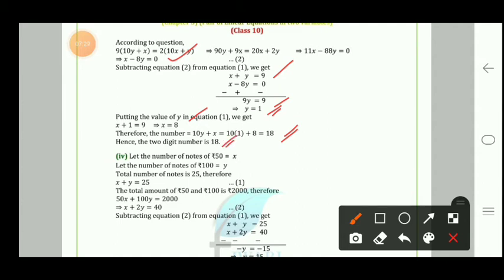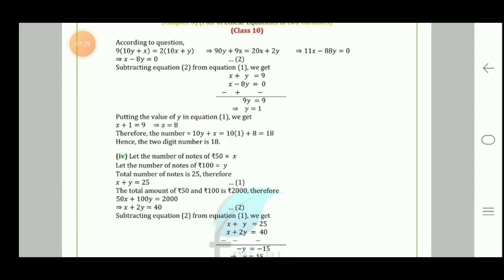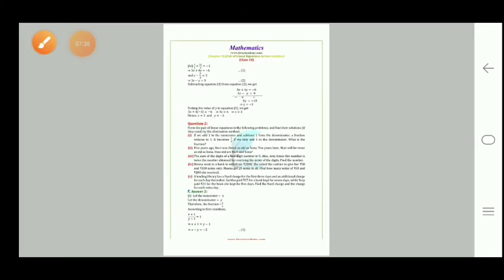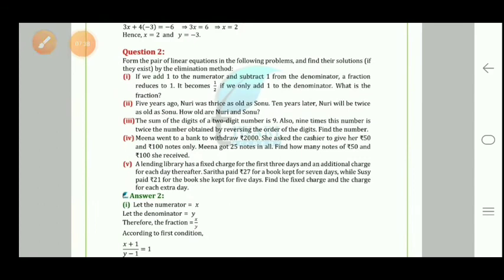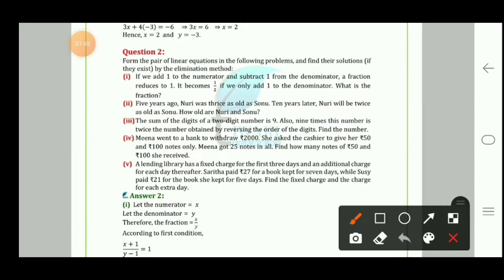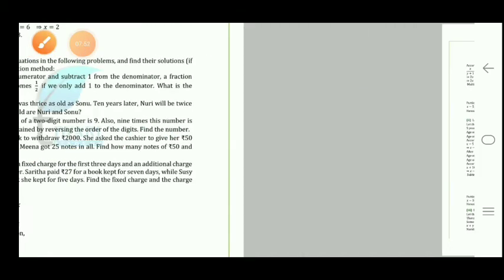So, now next we will move towards the fourth part. Looking at the question first, in the fourth part, the question is given that Meena went to a bank to withdraw 2000 rupees. She asked the cashier to give her rupees 50 and rupees 100 notes only. Meena got 25 notes in all. How many notes of 50 rupees and of 100 rupees did she receive?